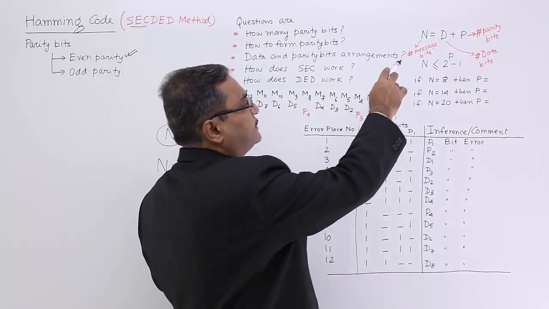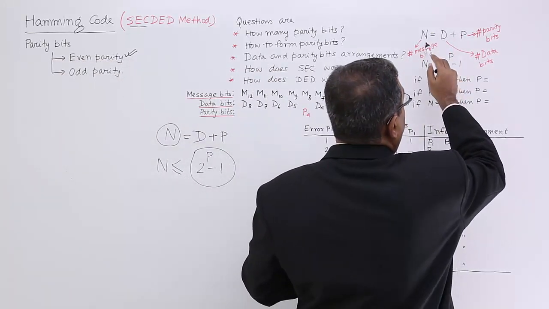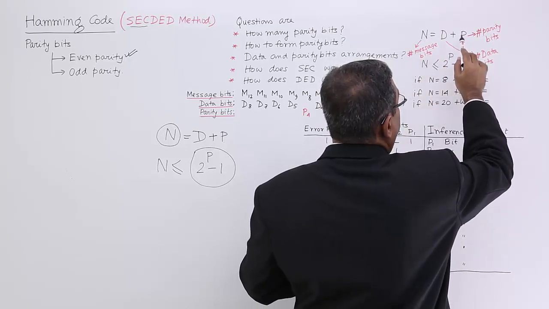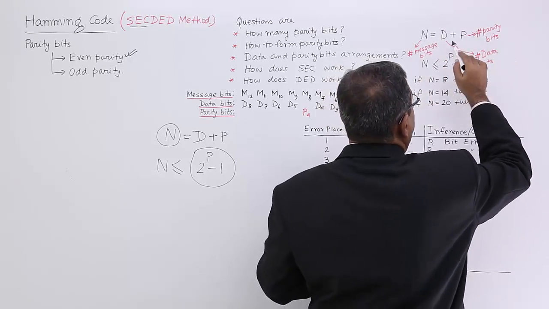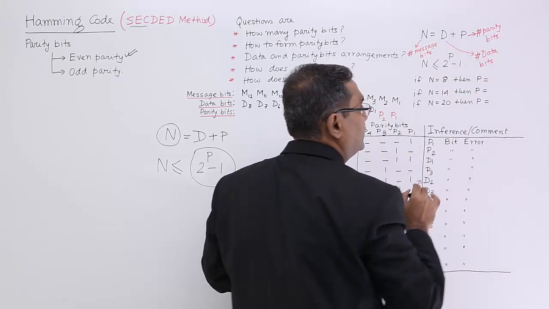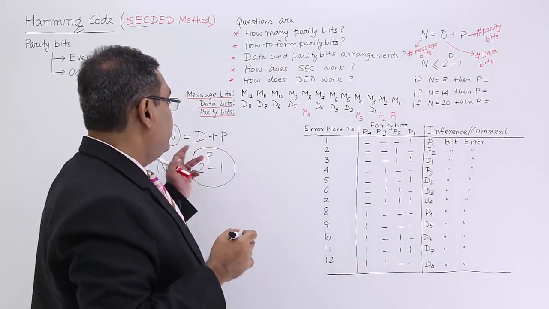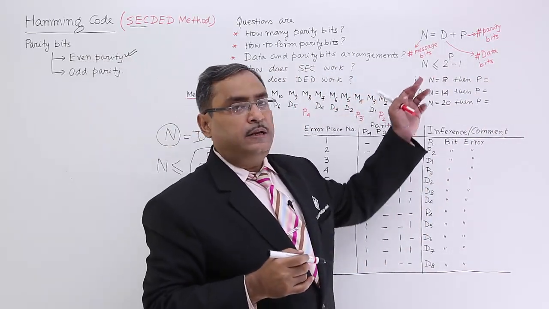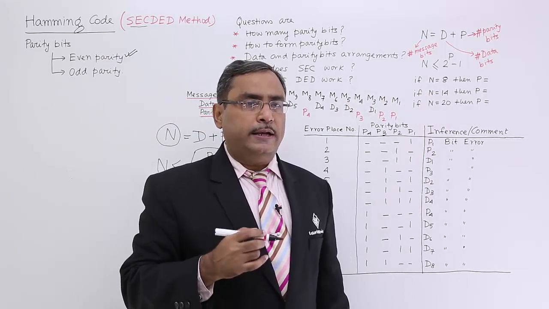I have written the same here. So n denotes the message bits, p denotes the number of parity bits, and d denotes the number of data bits. We have written the same thing, and this is the respective inequality to be maintained.